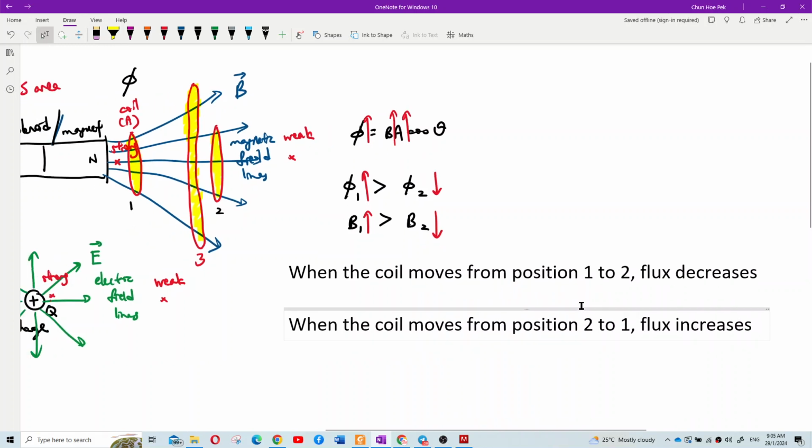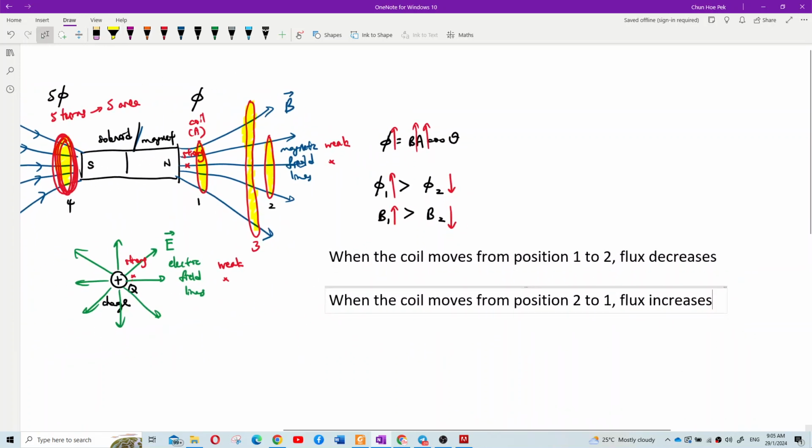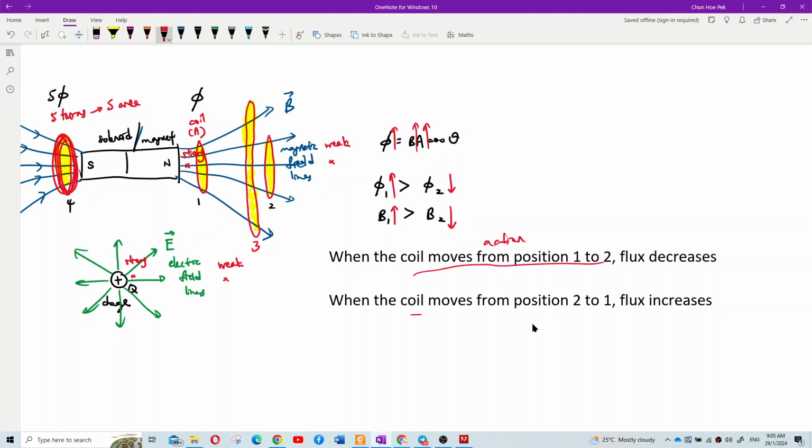Okay. So when you do this, class, this part is the action. Either you move from position 1 to 2, or position 2 to 1, what happened to the flux? Is there any change? Yes, there is a change in flux. Understand? It may decrease or increase.